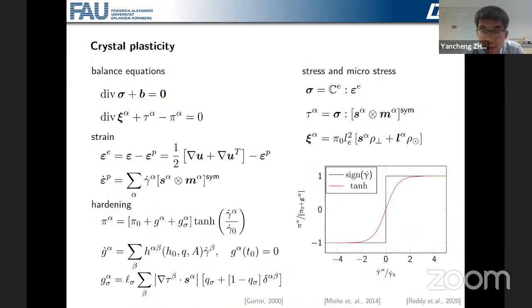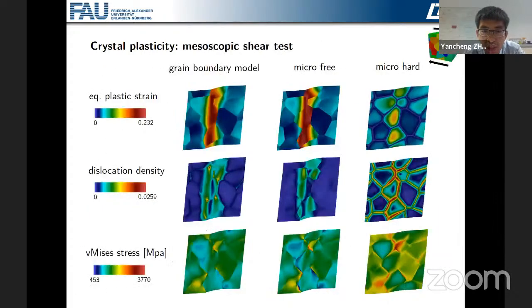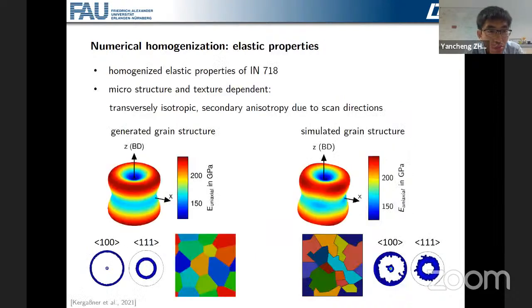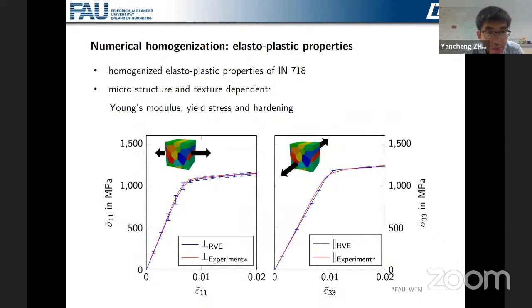When you show the first curve, the stress-strain curve compared to experiment, maybe the previous one, yes, this one. When you get the grain structure from experiment, here we use almost a 2D grain structure. It's not really 3D, but in a real experiment it's normally a 3D grain structure. Do you think the influence is bigger or not?